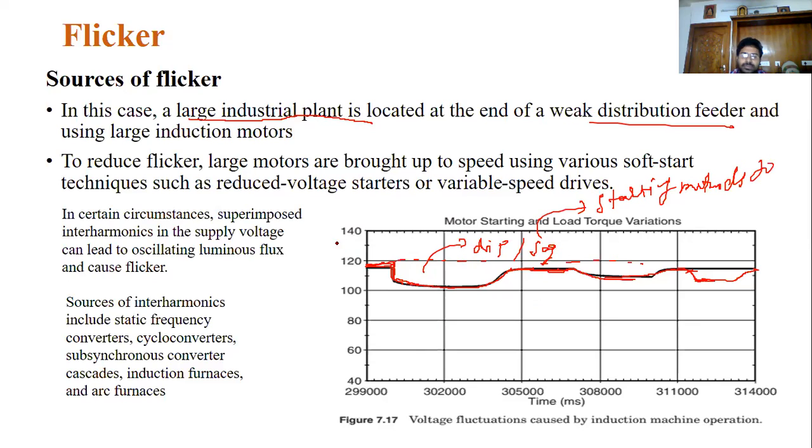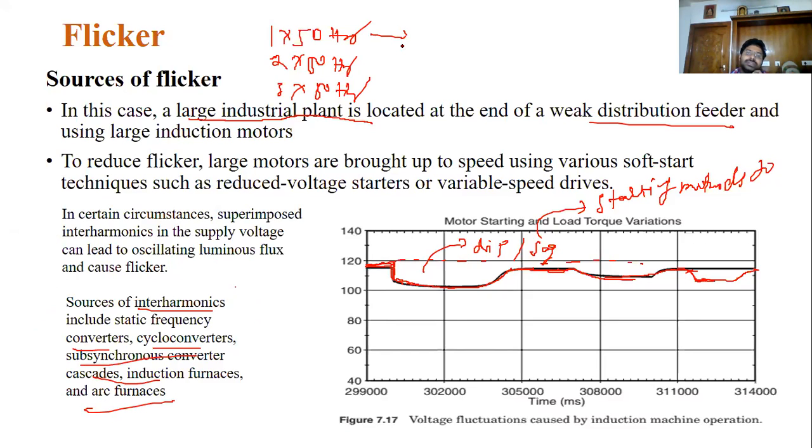Because of these types of starting methods and devices, what will happen? It can cause some interharmonics in the system also. So, interharmonics: what is this? What are the frequency ranges here? 1 times 50 hertz, 2 times 50 hertz, 3 times, integer multiples of this 50 hertz.